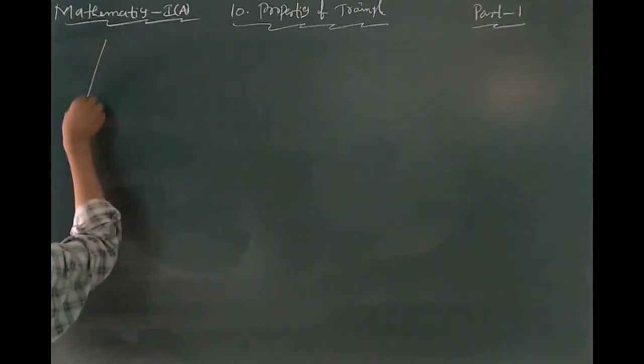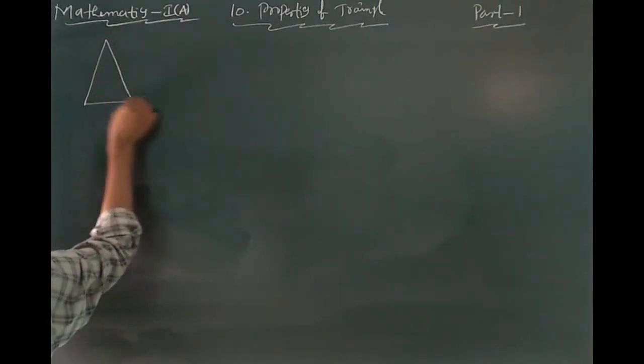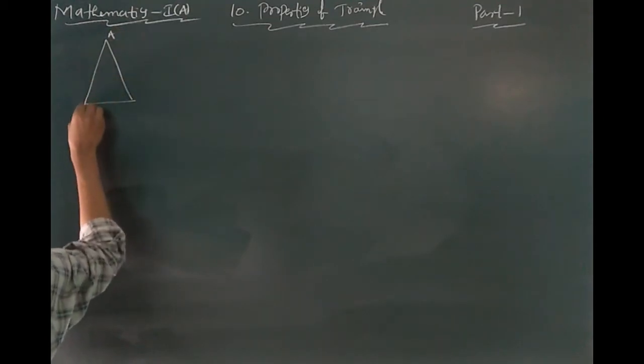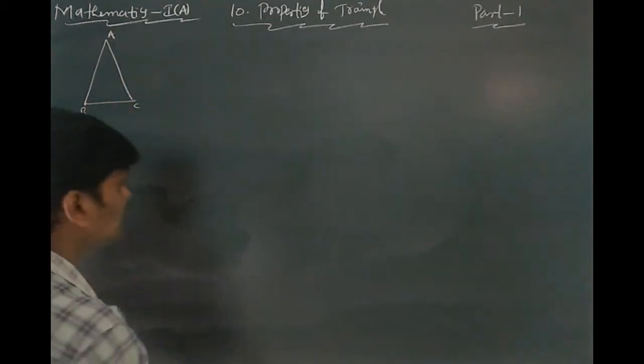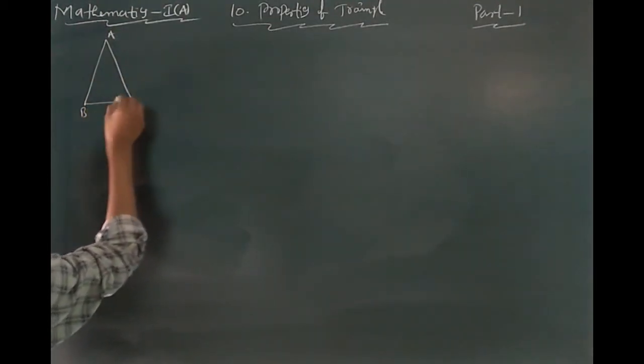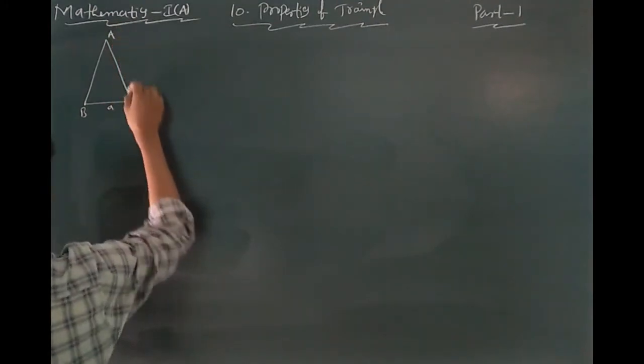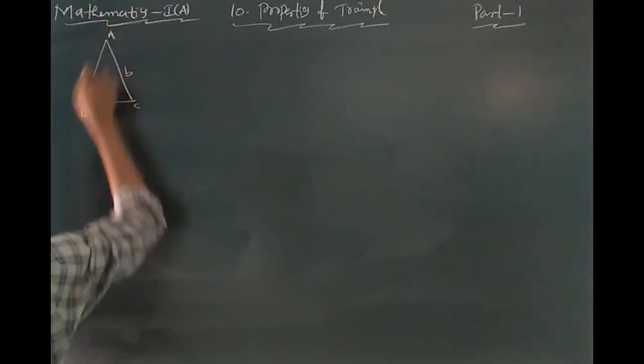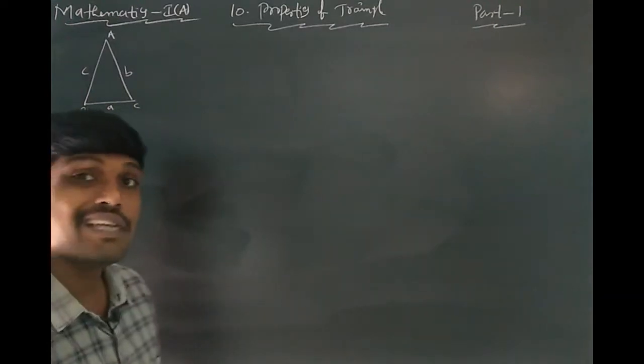A triangle has 3 sides, 3 vertices and 3 angles. These are the 3 vertices. The length of the BC side is small a, the length of the AC side is small b, the length of the AB side is small c.